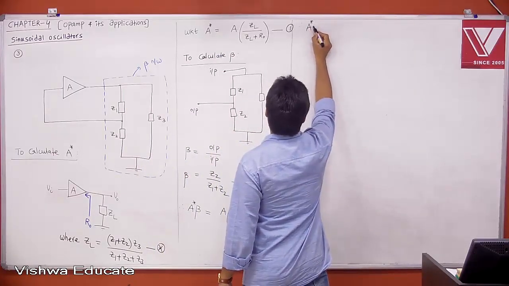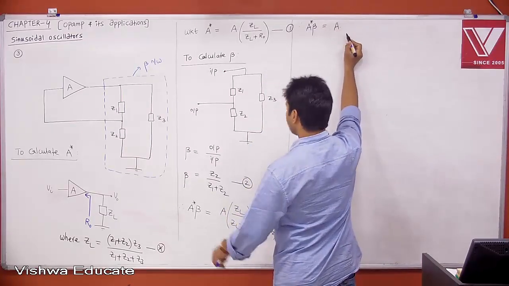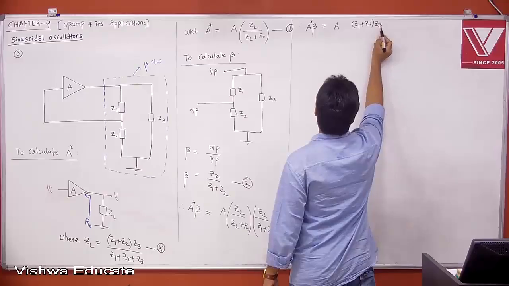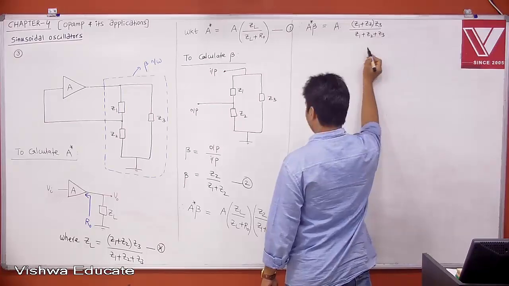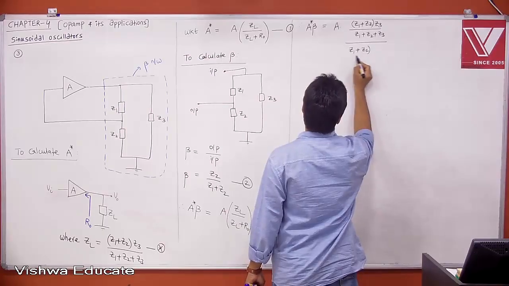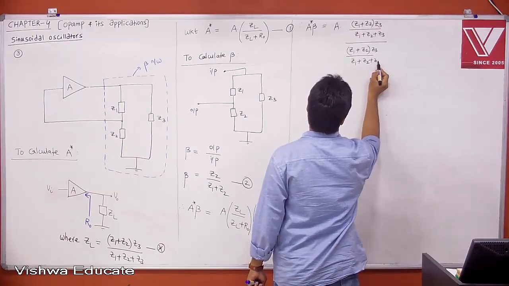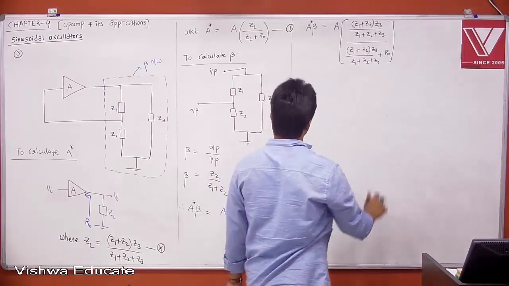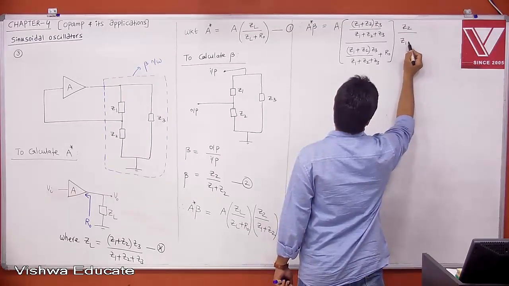Therefore, A star beta is equal to A into ZL. What is ZL? Z1 plus Z2 into Z3 divided by Z1 plus Z2 plus Z3, right? That is ZL, divided by Z1 plus Z2 into Z3 divided by Z1 plus Z2 plus Z3, plus R0. This is your R0, right? Into Z2 divided by Z1 plus Z2, right?